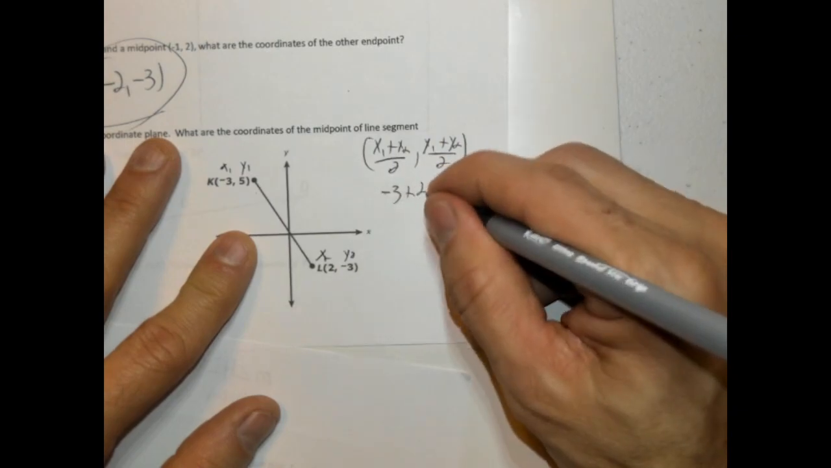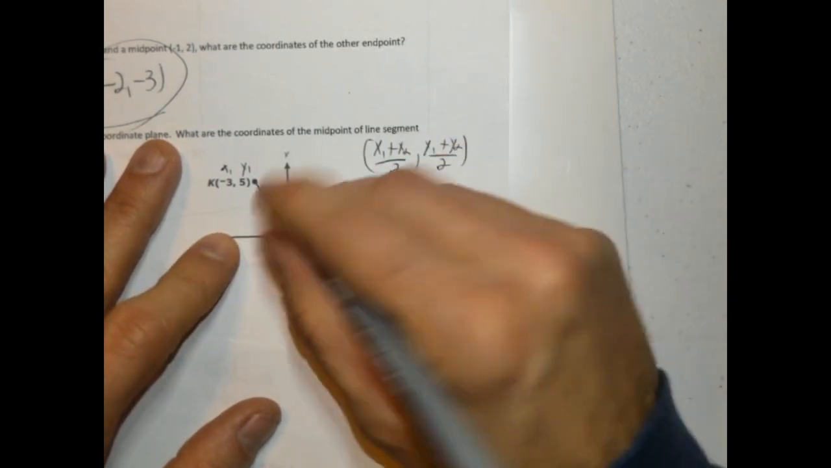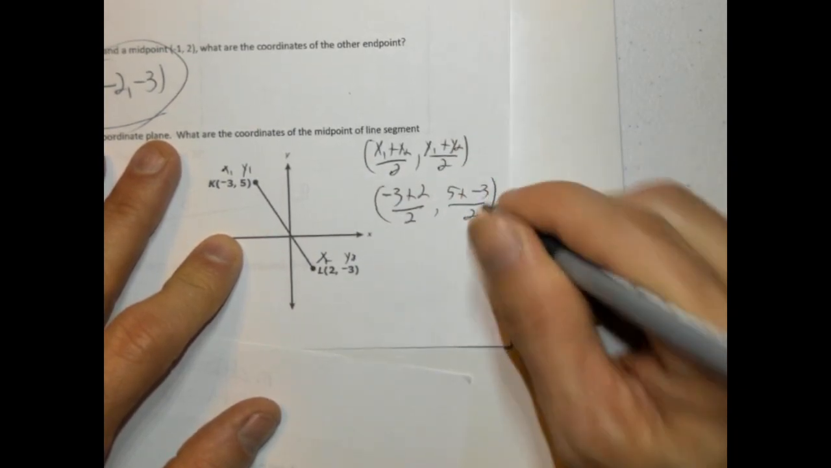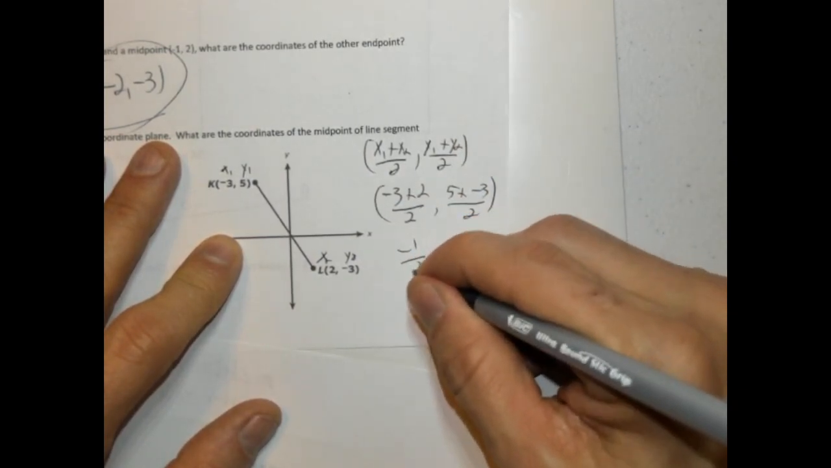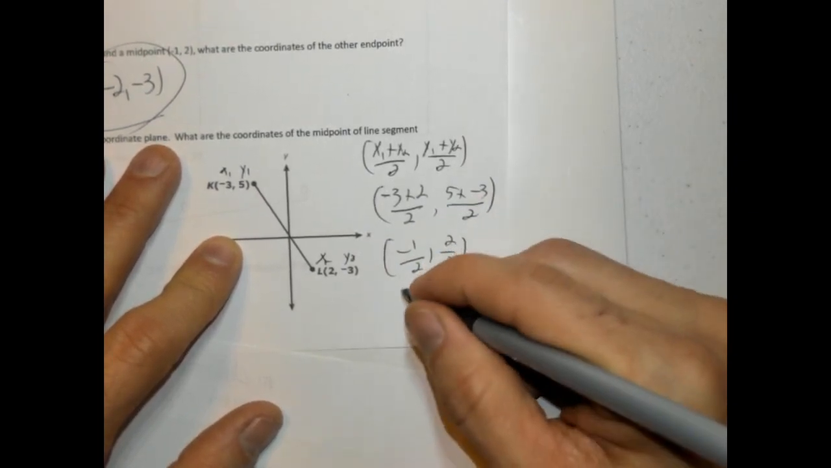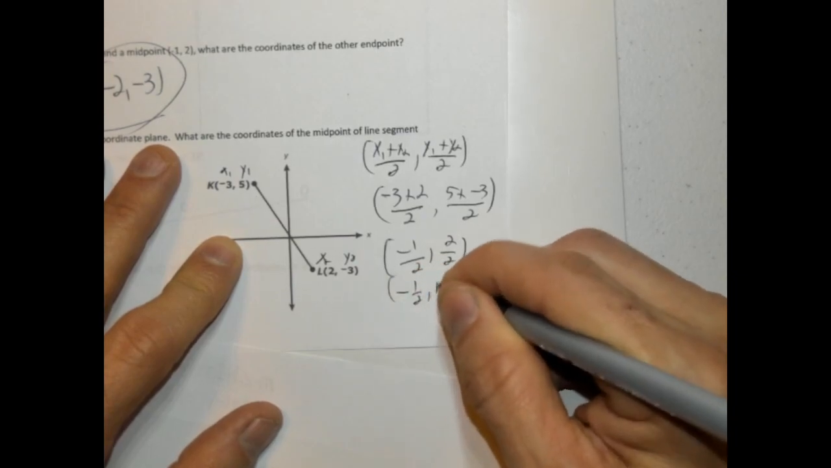X sub 2 is here, so negative 2. The y sub 1 is 5. Our y sub 2 is negative 3. So negative 3 plus negative 2 is negative 1, so it's negative 1/2. And then 5 plus negative 3 is 2, and 2 over 2 is 1. So it's going to be negative 1/2 comma 1.